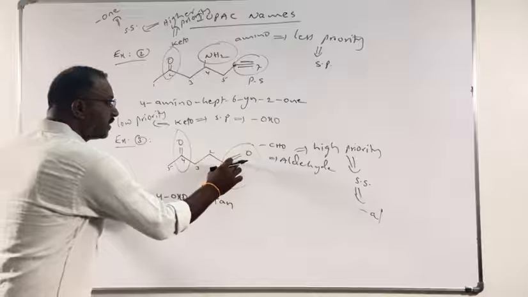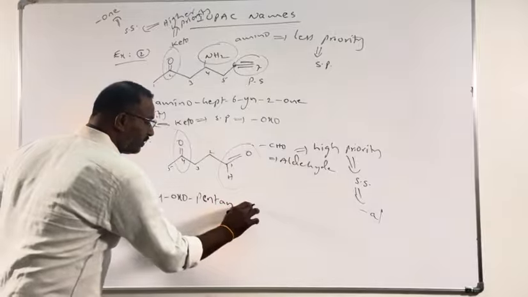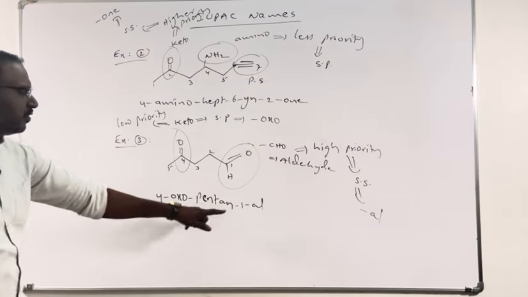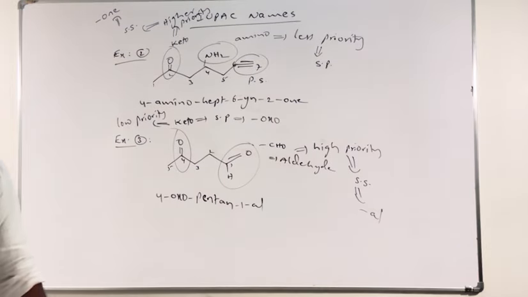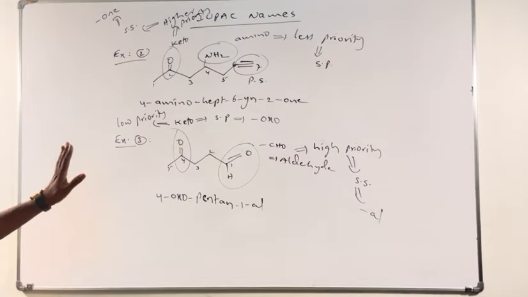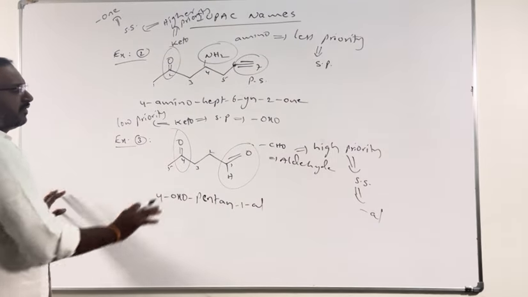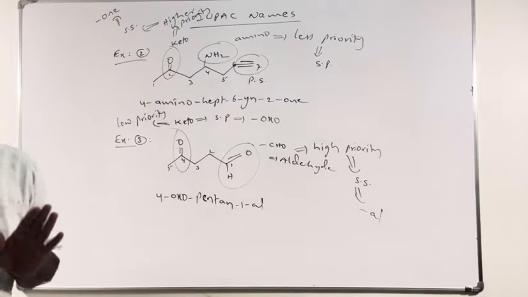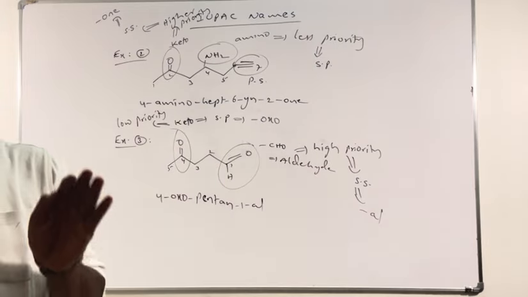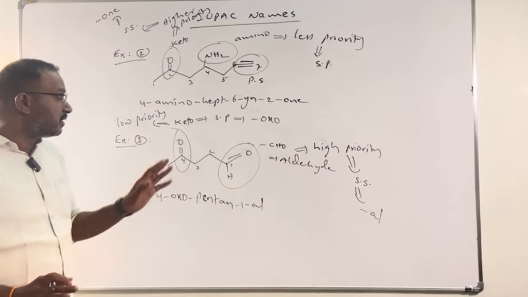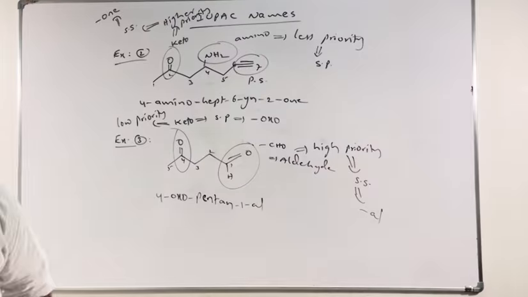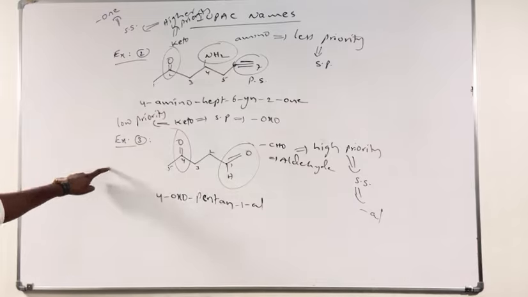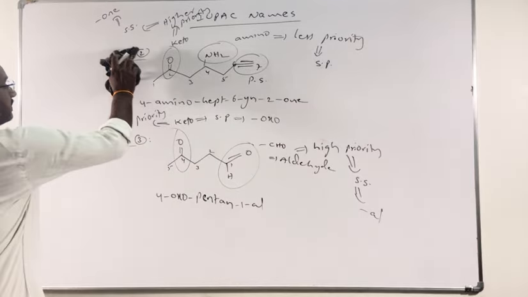Coming to the next, -al. You can write 1-al, or there is no need to write 1 also. Directly you can say 4-oxopentanal or 4-oxopentane-1-al. Both are correct names. So this is the correct name. The main thing is the identification of groups, which is difficult. If you get the practice and the idea to identify all these things, you can write the name for any organic compound. Like this, example 2 and example 3 are there.